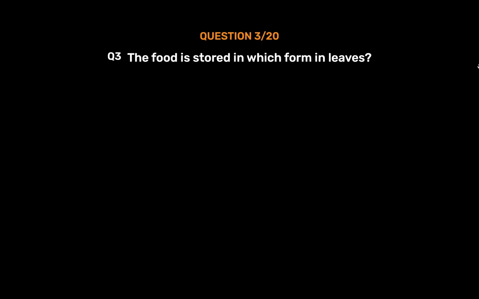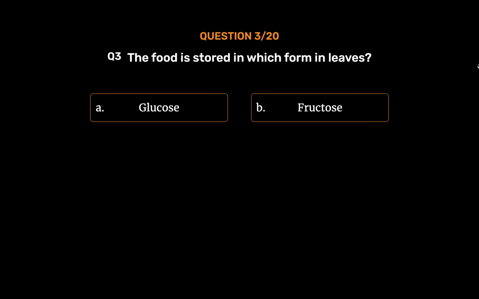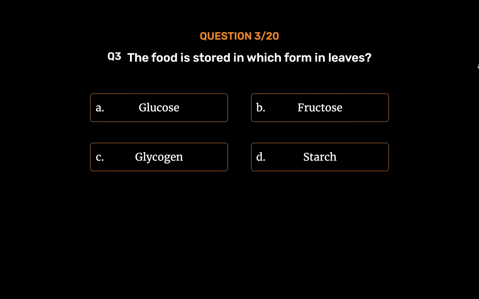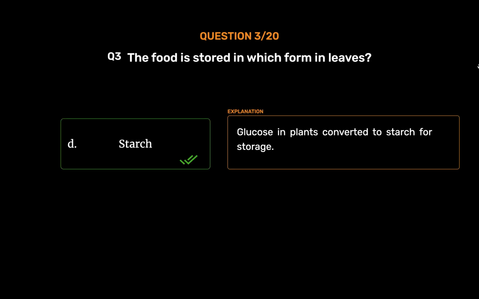Question number 3. The food is stored in which form in leaves? Option A. Glucose. Option B. Fructose. Option C. Glycogen. Option D. Starch. The correct answer is Option D. Starch. Glucose in plants is converted to starch for storage.